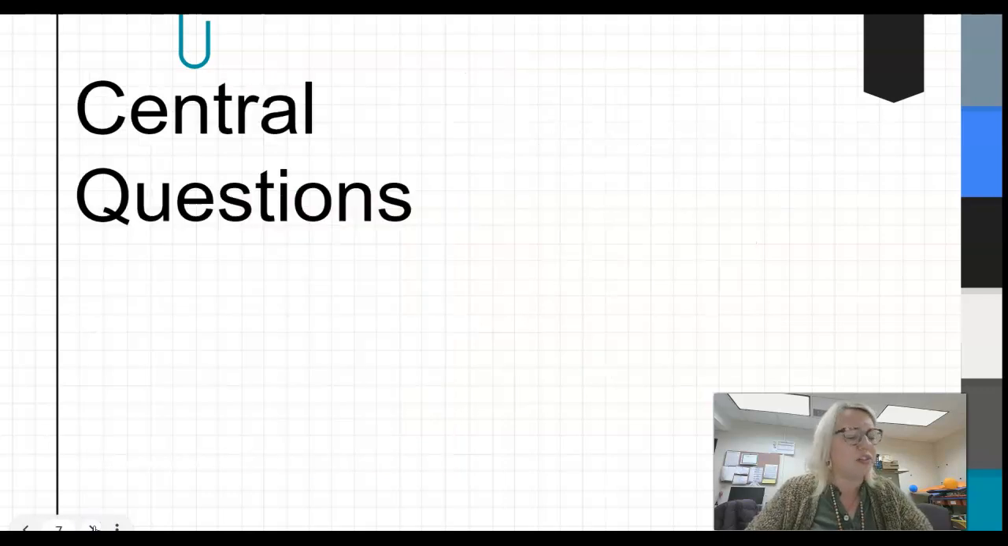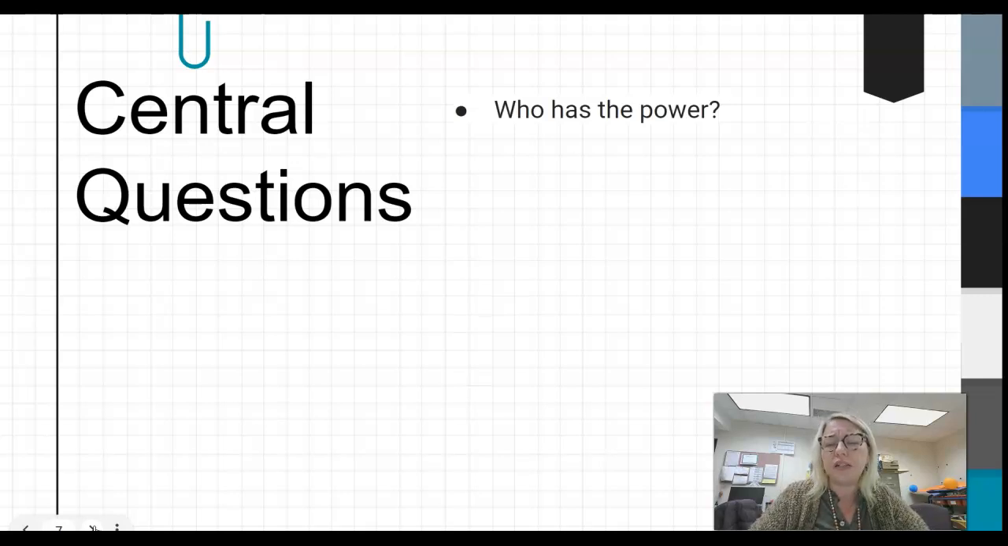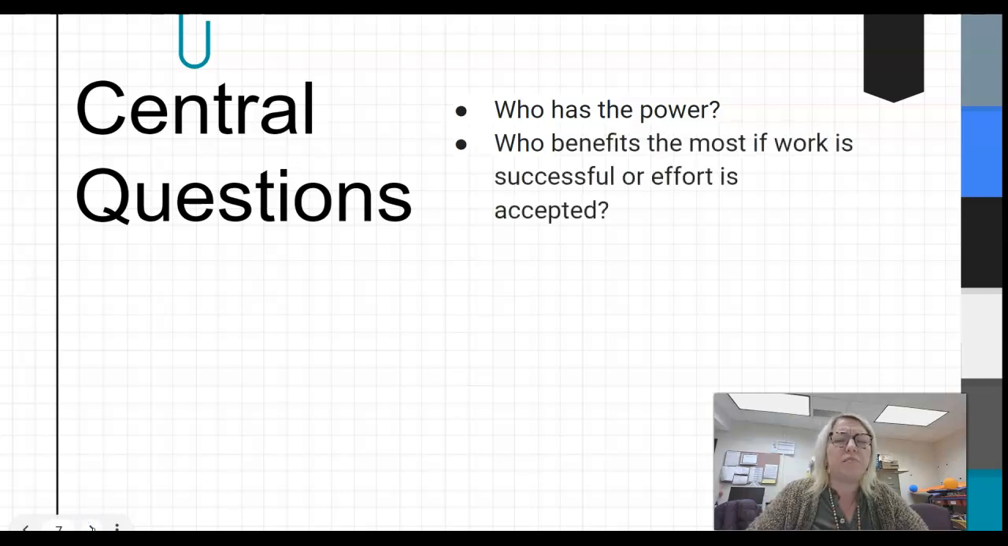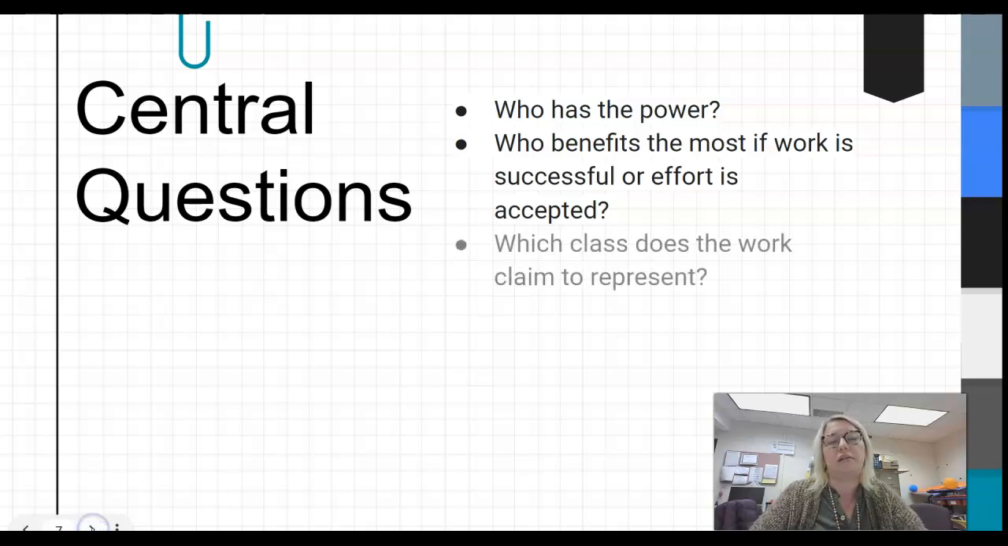The central questions of Marxism are who has the power. And so when you're reading chapter 2, think about this. Who has the power on this Soledad farm and who doesn't? Who benefits the most if their work is successful or if the effort that the workers make is accepted? Is it the workers themselves or is it somebody else?